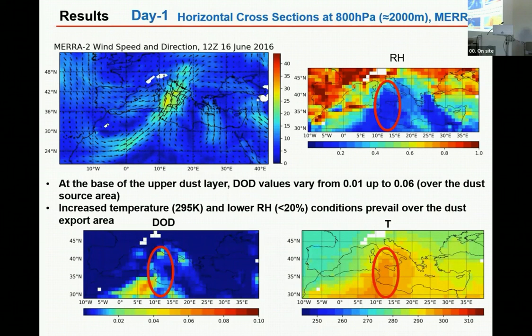And here we give the same results, but at the level of 800 hectopascal, approximately 2 kilometers. And we can see again the maximum values over the source areas, but we can also see high values over the dust export area, where relative humidity is minimum and the temperature is maximum.